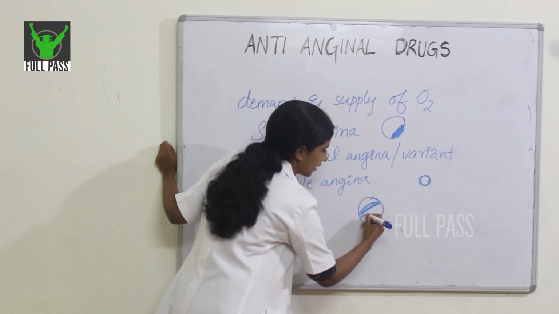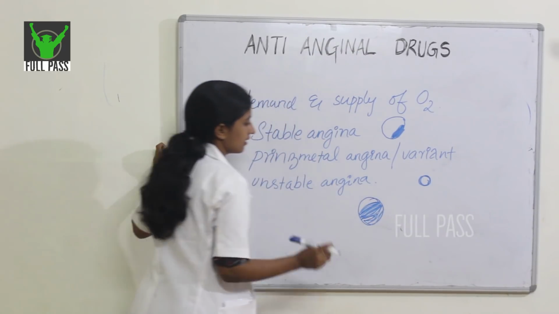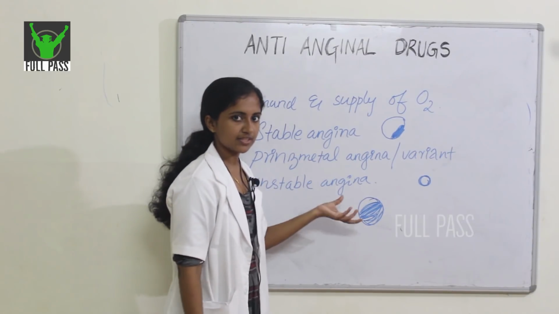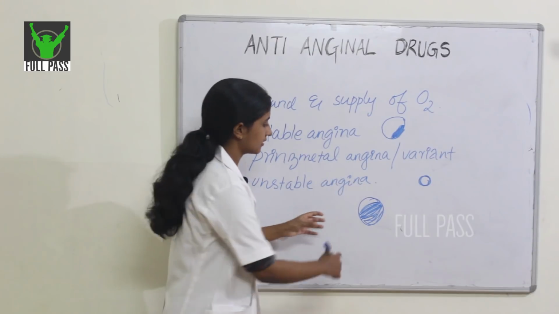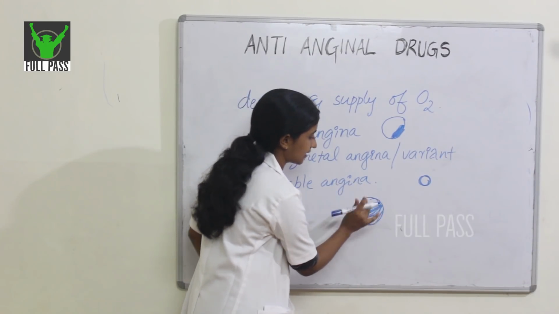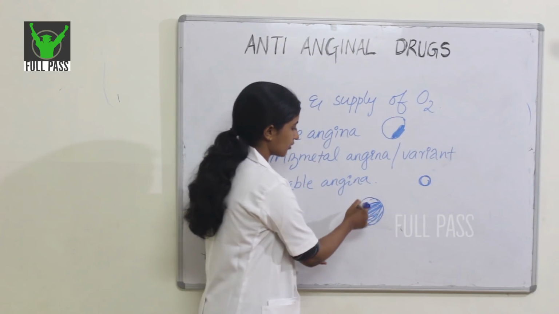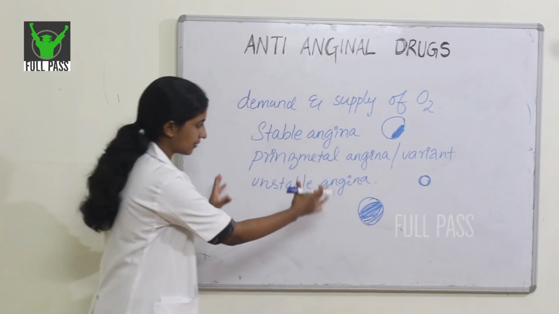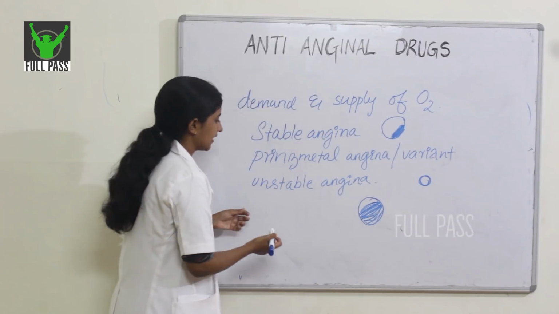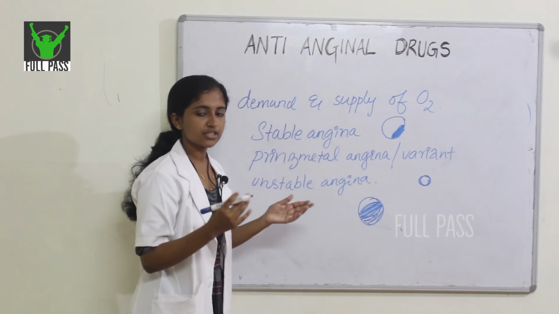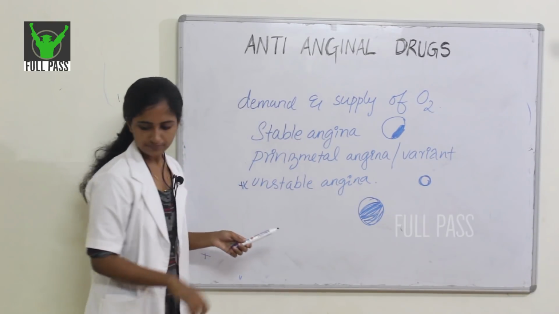In unstable angina, there will be severe obstruction of the coronary blood vessels because of some acute plaque change, like plaque rupture causing thrombosis or hemorrhage into the plaque that increases the size of the plaque and causes severe obstruction. So an increased obstruction of the coronary blood vessels will lead to unstable angina. The pain is felt even at rest, and the frequency and severity of the pain will also be higher in the case of unstable angina.